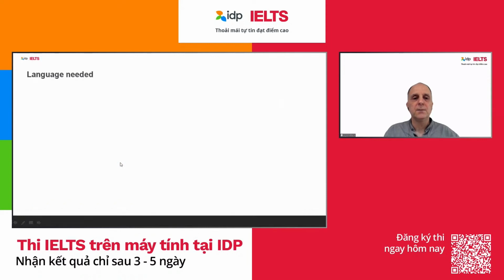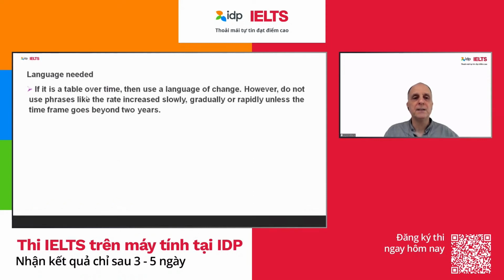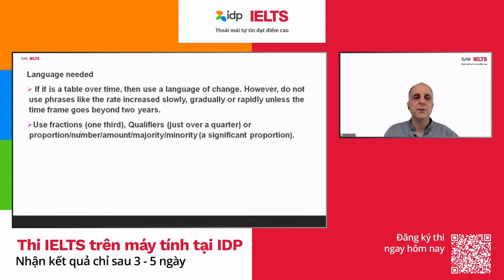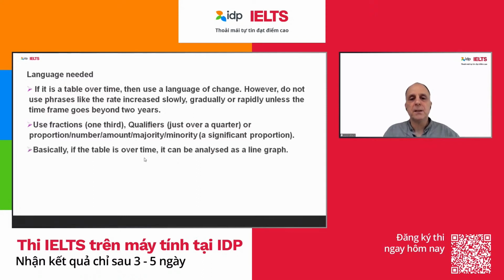Now, some of the language we need for this, remember, if it's a table over time, use the language of change. However, be careful about some of the phrases, like slowly, gradually, unless it goes beyond 2 years. Use fractions or qualifiers as well, approximations. Yeah, so a good variation of vocabulary there. If it is a table over time, it can be analyzed as a line graph.